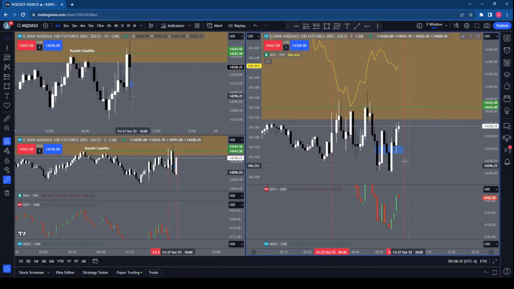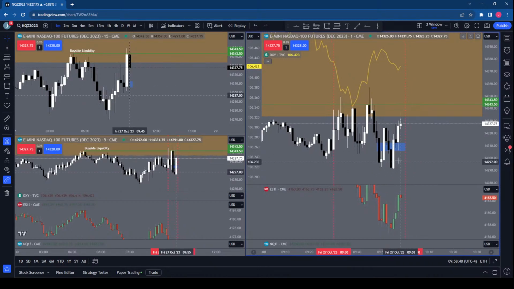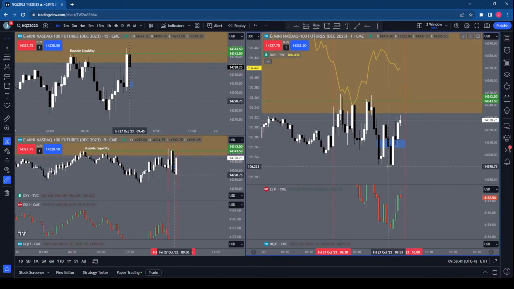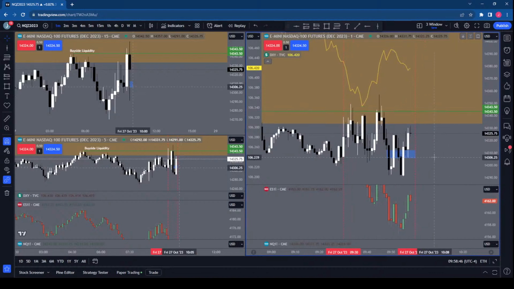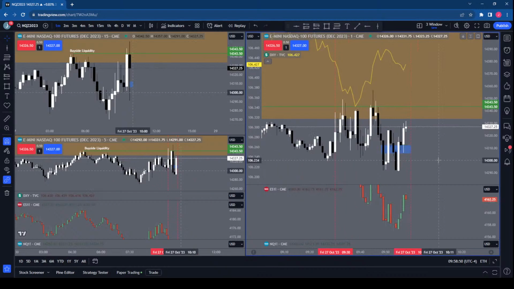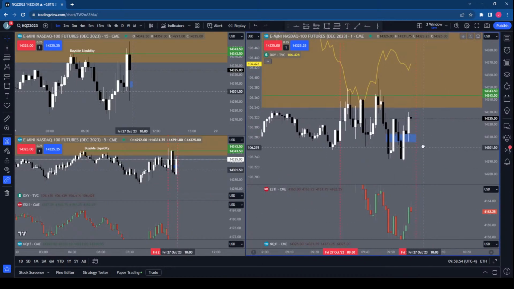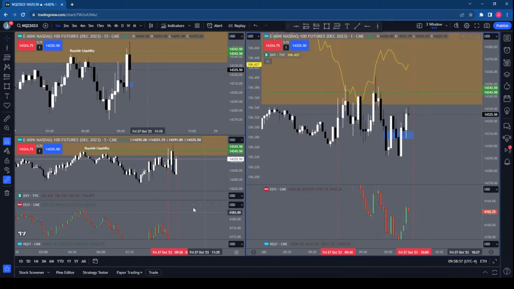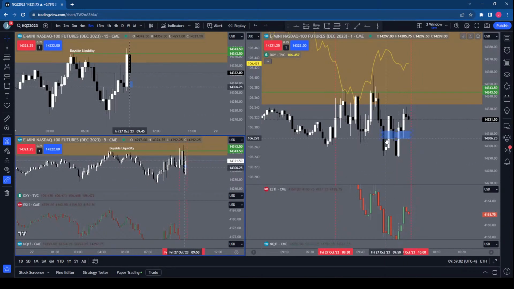And even if you did enter on this and get 10 handles, that was kind of lucky, because look, it just stopped right there and turned around. That's not a trade that I'd go and brag about to other traders. You basically got lucky that it actually just fluctuated 10 handles below your entry before turning around on you.